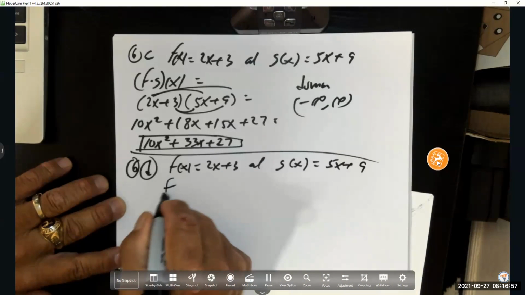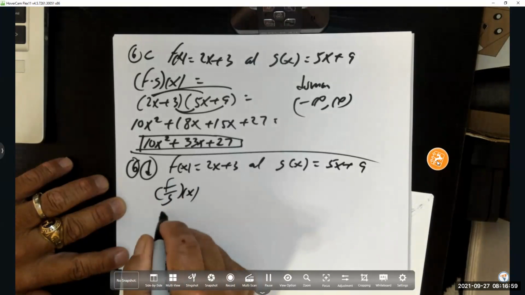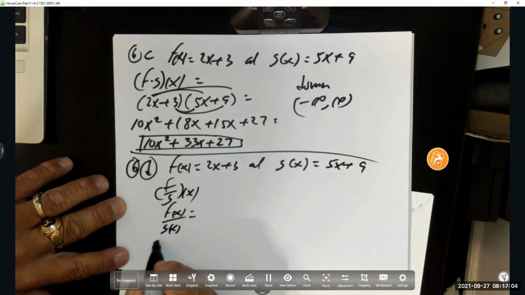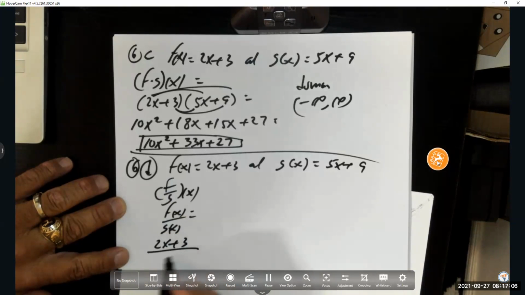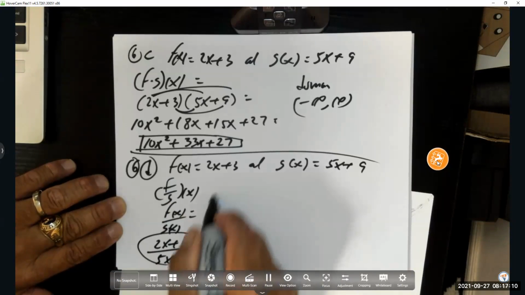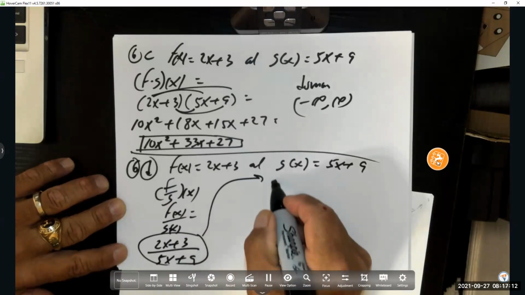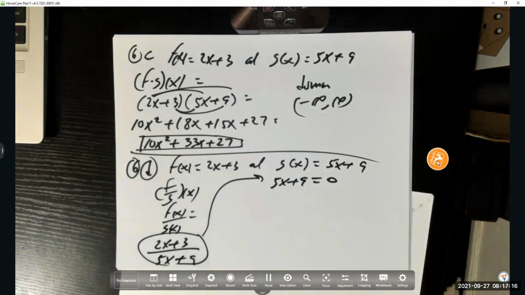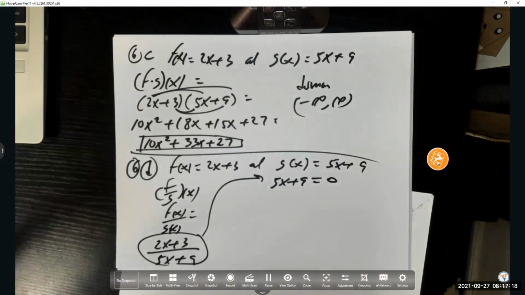So now f over g of x, which is f of x over g of x, is (2x + 3) over (5x + 9). So now this is the answer. The only thing is, on this one 5x + 9 could be 0 if you put the right numbers in there, so you need to solve that.